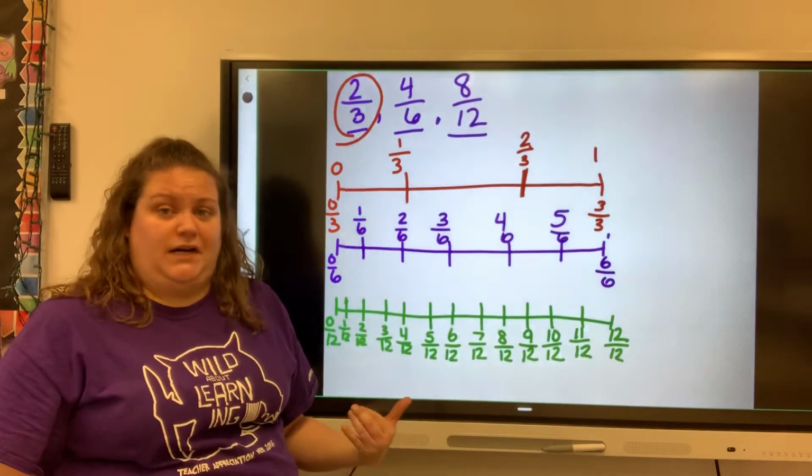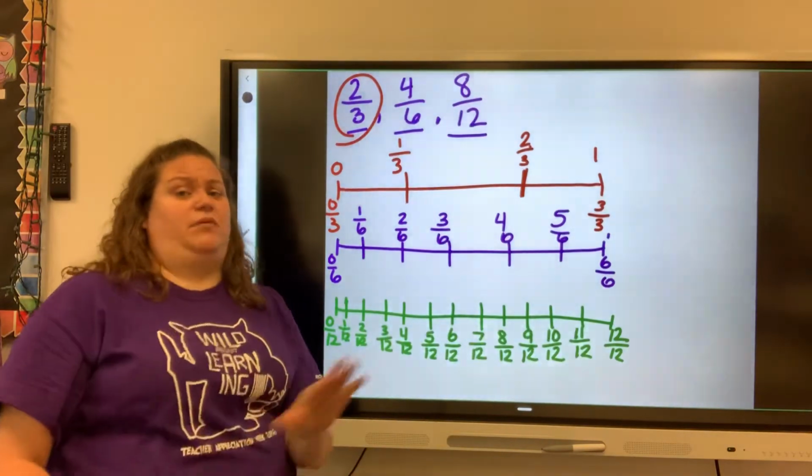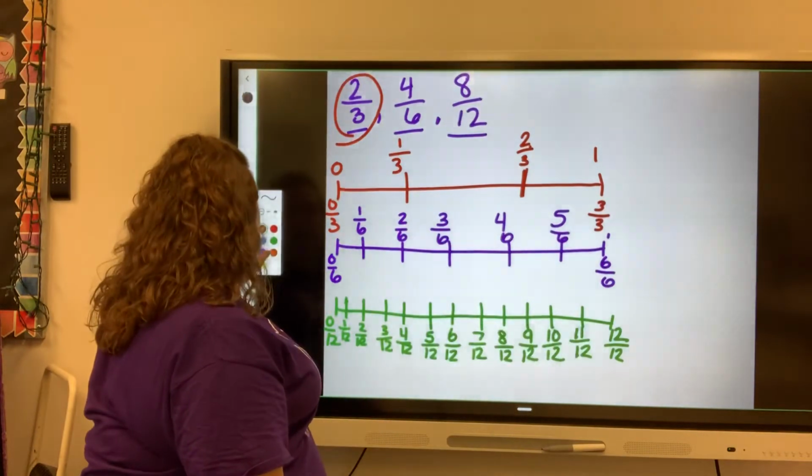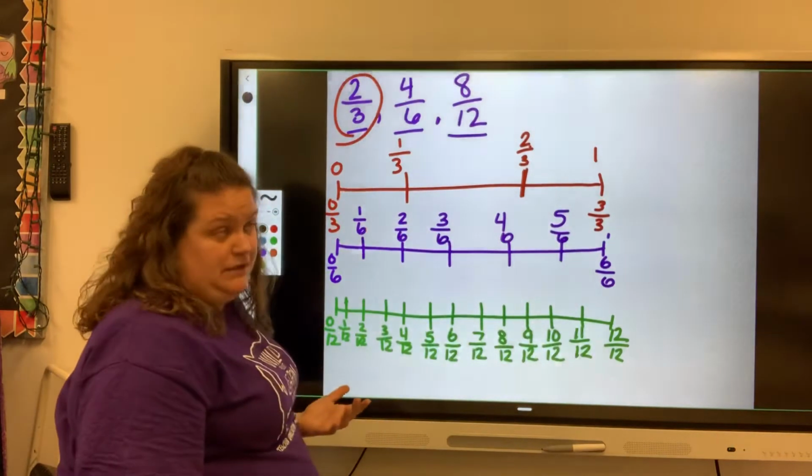Now, did I have to do them all the way out to the end? Probably not. Is it good practice? Absolutely. It's good practice to make them as even as you can, and it's good practice in case we do a different number sometime.